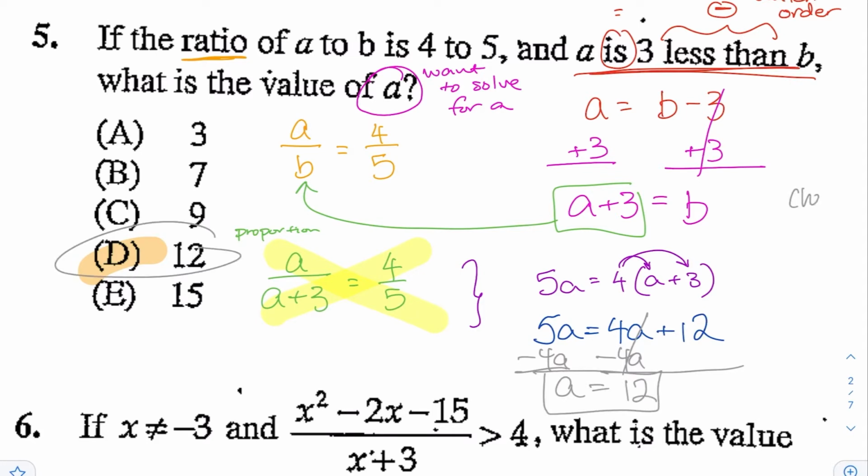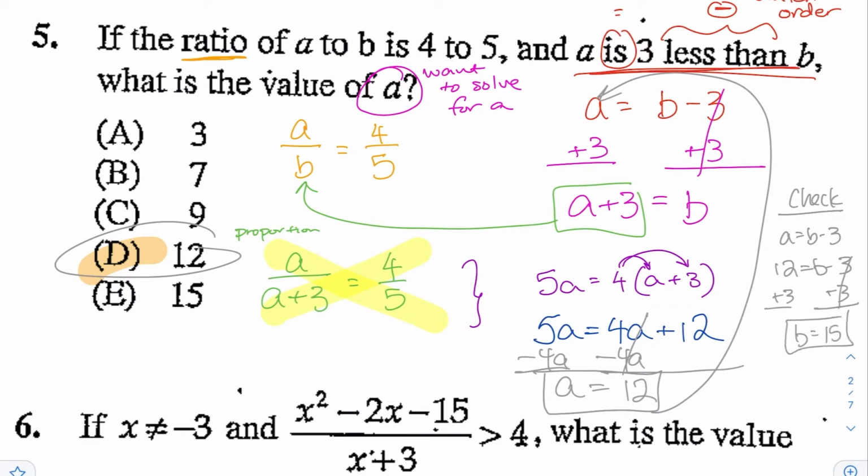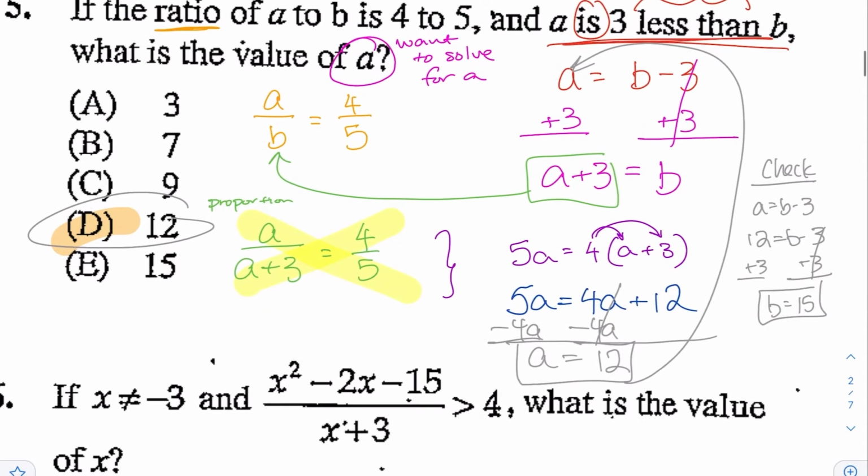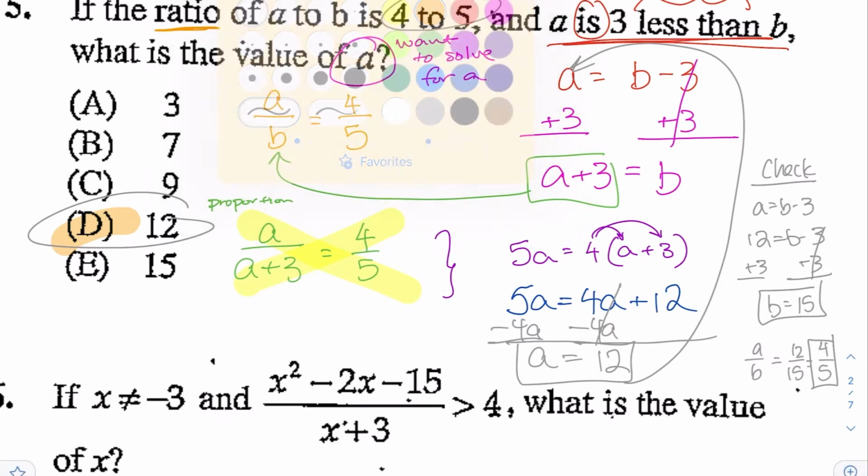Now you can also check your work by substituting back in to solve for B. Now you know that A is equal to B minus 3. So 12 would be equal to B minus 3. You can add 3 to both sides. And you get that B is equal to 15. So once you know B is equal to 15, you can take the ratio of A to B, which would be 12 over 15. And if you divide it by 3, that would give you 4 over 5, which is exactly the original ratio. So everything does check out.